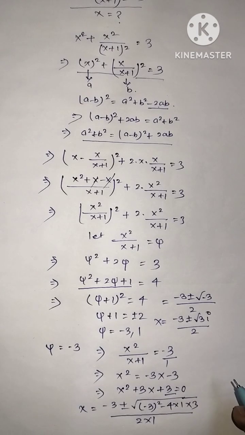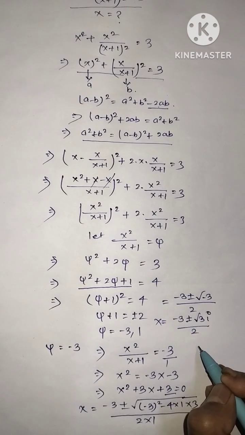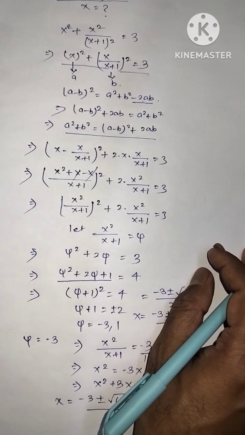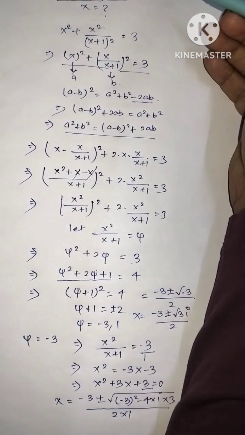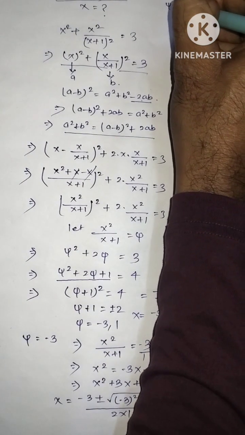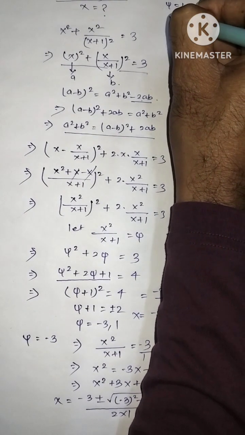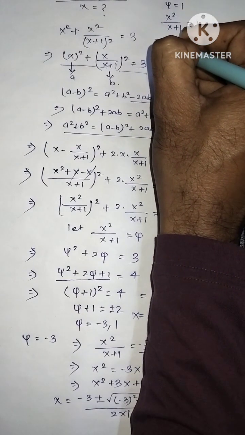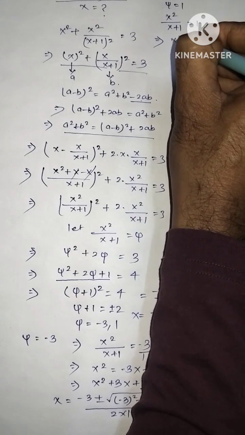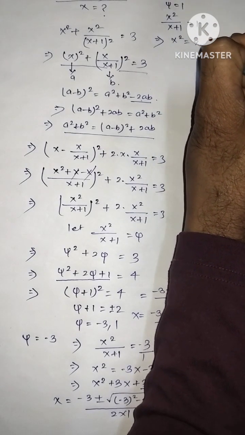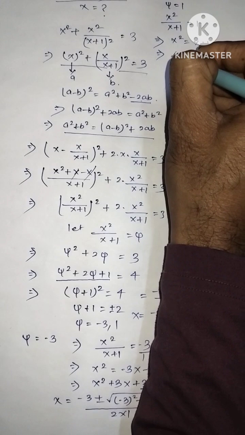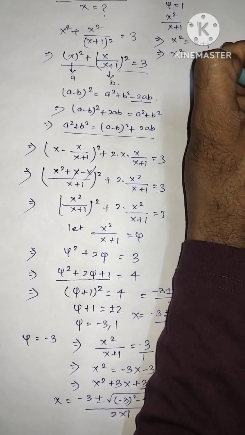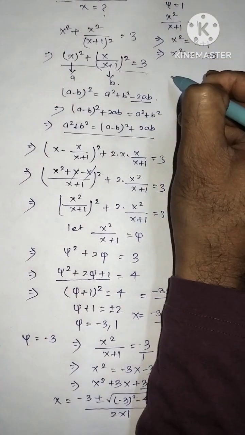Now, I will take the second case. This is psi equal to 1. That means x raised to power 2 over x plus 1 is equal to 1. And once again I will cross multiply here. So I'll get x raised to power 2 equal to x plus 1. And again I will make a quadratic equation here. This can be written as x raised to power 2 minus x minus 1 equal to 0.